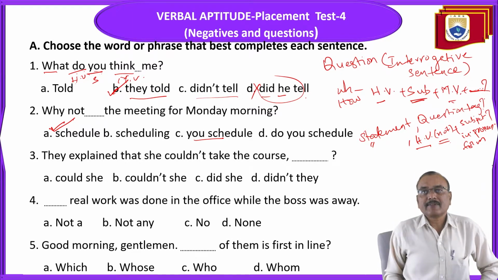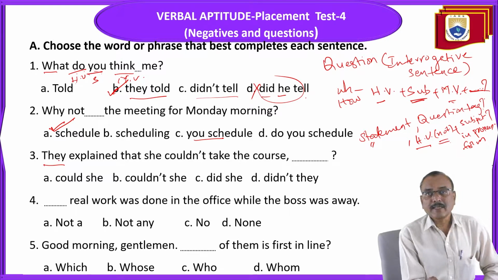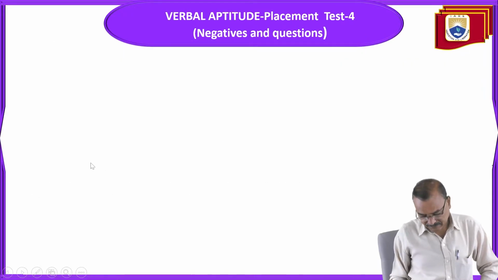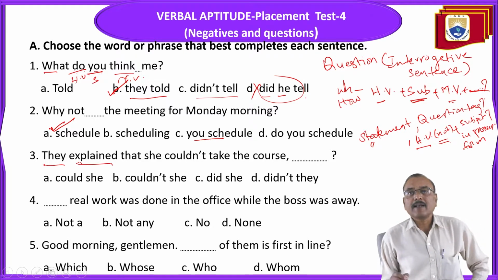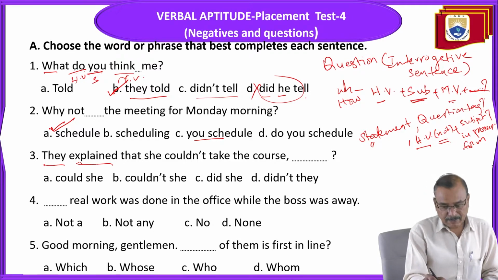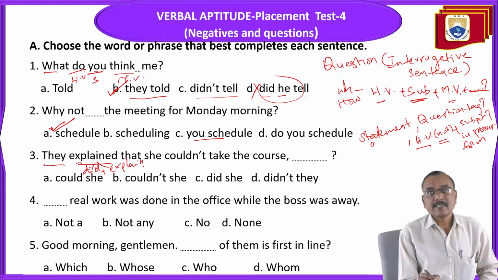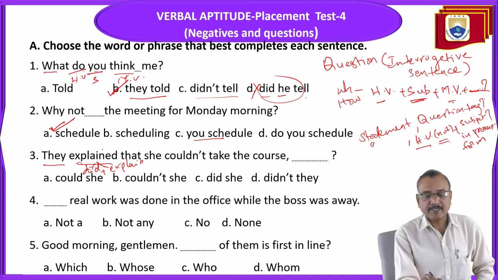Here, what is the subject? The subject is they only. Okay? Is it clear? And the verb is explained. In this one, what is the helping verb? In explained, it is did plus explain. So here the helping verb is did only. Did plus V1 becomes a V2 form. You know that.